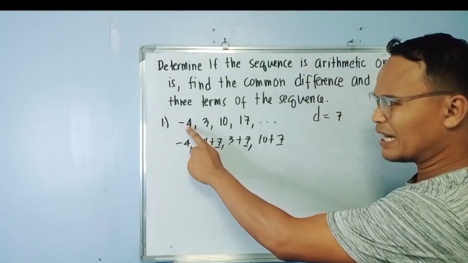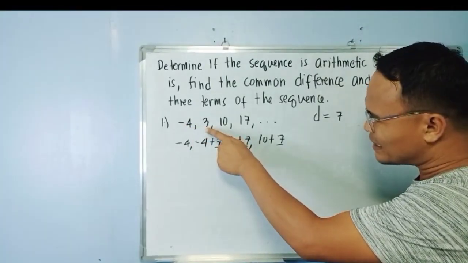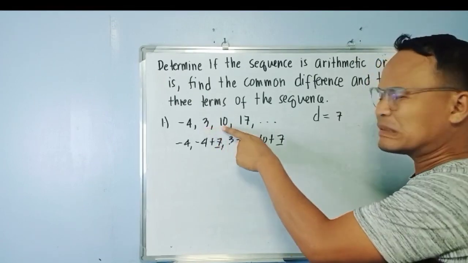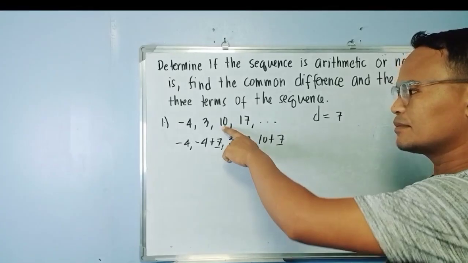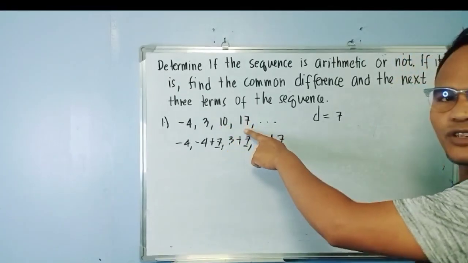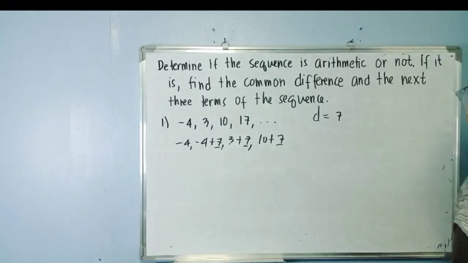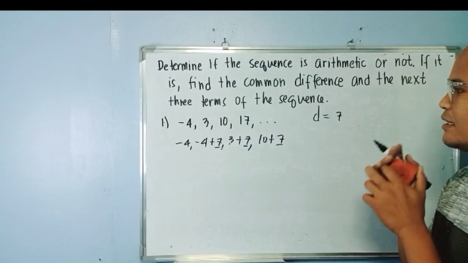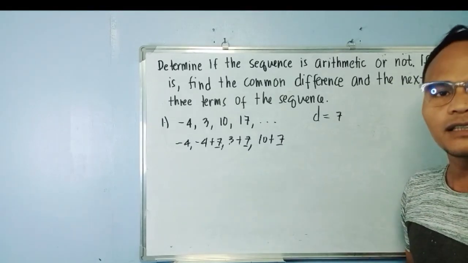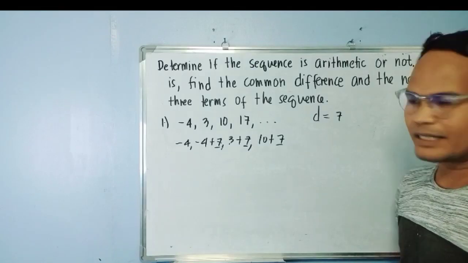So we added negative 4 by 7 to obtain 3. We added 3 by 7 to obtain 10. We added 7 to 10 to obtain 17. So that is called the common difference. Okay? So we added a common number, a constant number, a fixed number, and that is an arithmetic sequence.